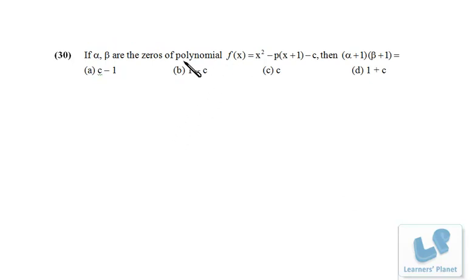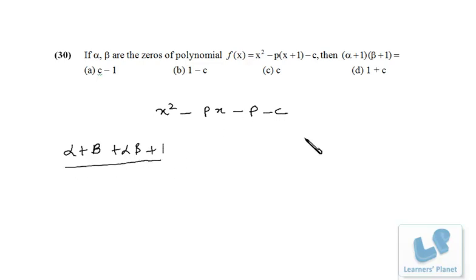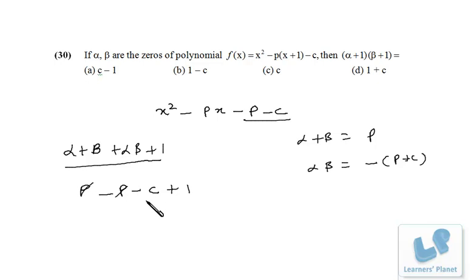Now in this question, alpha and beta are zeros. So first of all, I just simplify it. It's x square minus px minus p minus c, right? And we have to calculate the value of alpha plus 1 into beta plus 1. So that will be alpha beta plus alpha plus beta plus 1, right? So from here, alpha plus beta is p. Alpha beta is the constant term, that's minus of p plus c, right? So I put the values over here. Alpha plus beta is p, then it's minus p minus c plus 1, right? So it's minus c plus 1, or I can say 1 minus c, right?